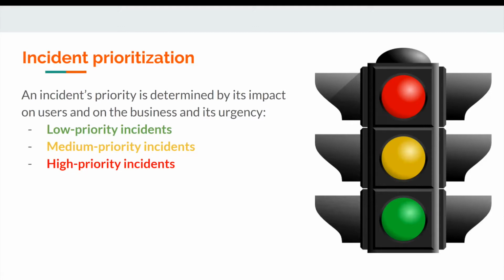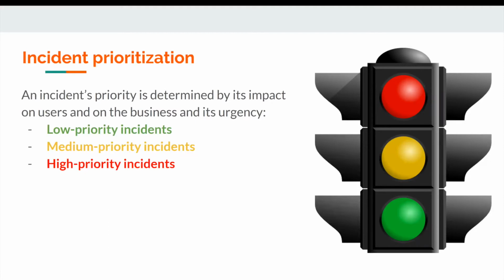Incident prioritization is the act of prioritizing the incident. An incident's priority is determined by its impact on users and on the business, and its urgency. Impact is the measure of the extent of potential damage the incident may cause. Urgency is how quickly a resolution is required. As you may have noticed, there are 3 different color-coded levels of priority.